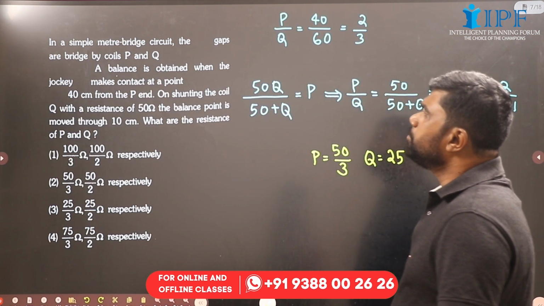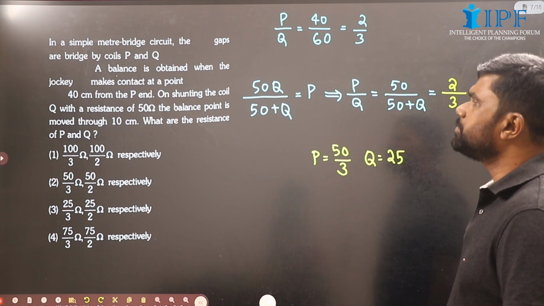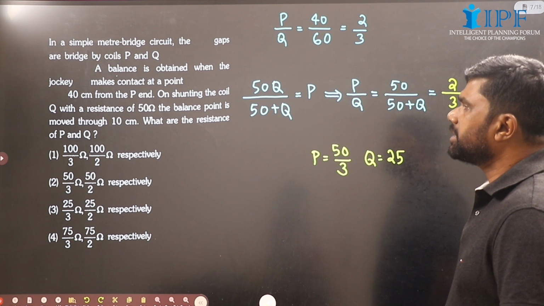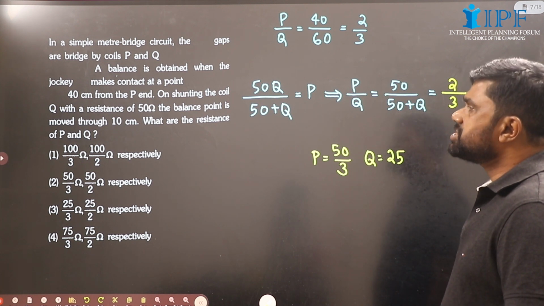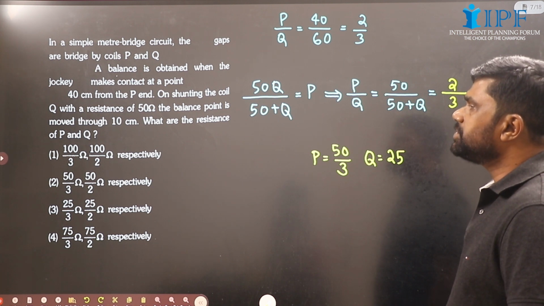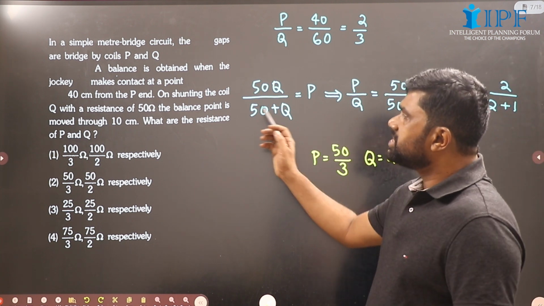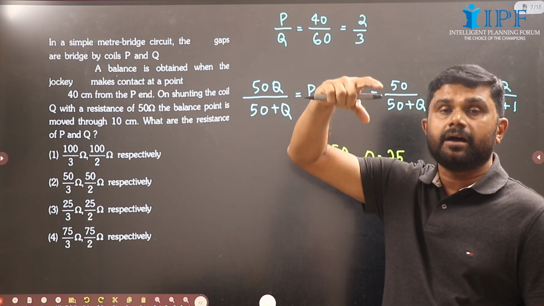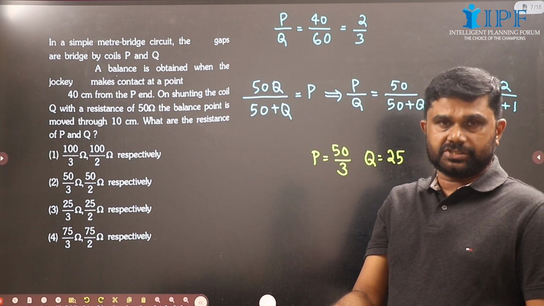Now in a simple meter bridge circuit, the gaps are bridged by coils P and Q. A balance point is obtained when the jockey makes contact at a point 40 centimeter from the end near P. Okay, on shunting the coil with a resistance of 50 ohm, the balance point is moved through 10 centimeter. See, on shunting the coil Q with a resistance of 50 ohm means the effective resistance across that gap will decrease.